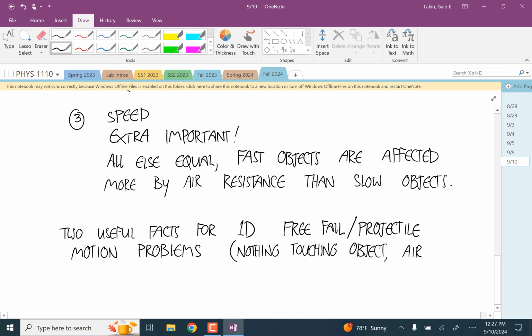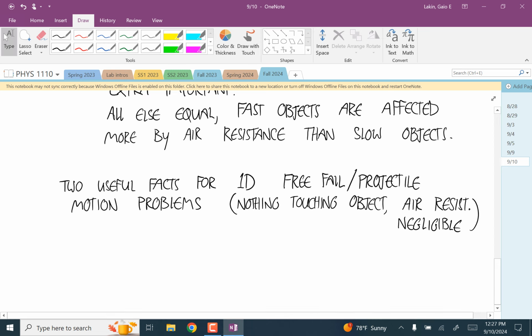And air resistance is negligible. So if you're ever confused about whether to use free fall projectile motion approach for something, just ask yourself those two things. Can I ignore air resistance in the motion, and is anything touching it? But here's the two useful facts.